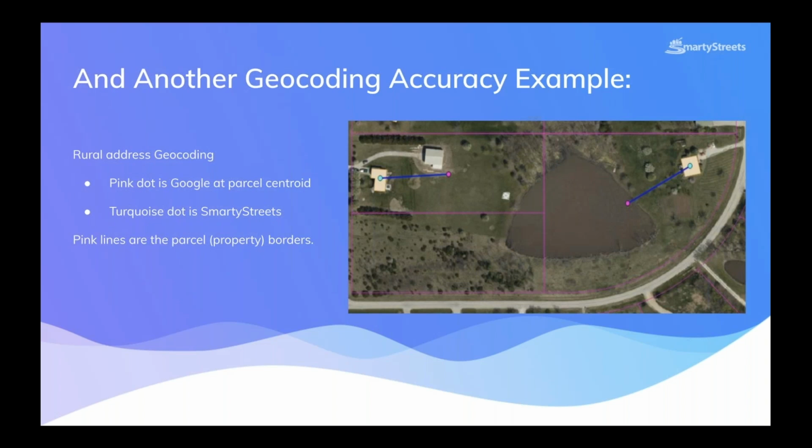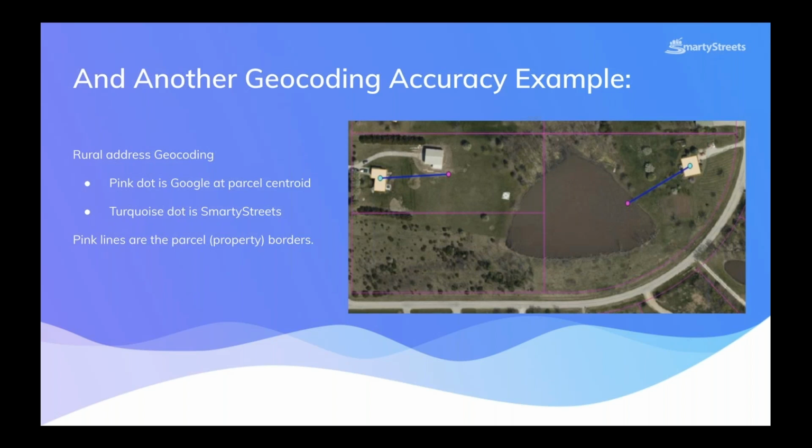And another example, this is a rural address geocoding. Again, you can see we've got the building footprints there located on the imagery where the buildings are. The pink dot at the center of the parcel is Google. The turquoise dot is SmartyStreets, and the pink lines are the parcel and property boundaries.